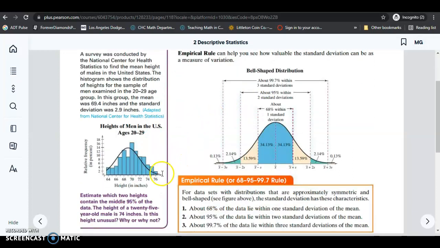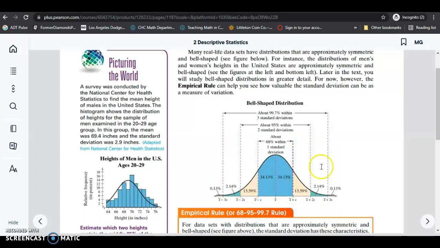So for example, if you were to create a histogram of the heights of men in the United States, for example, this histogram shows the heights of men in the US, ages 20 to 29, you can see that the histogram has a bell shape to it, and it's symmetric. Kind of like what this graph looks like. So this is a graph that's perfectly bell-shaped and symmetric.